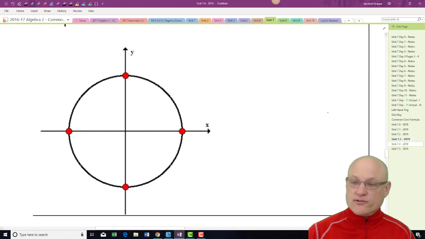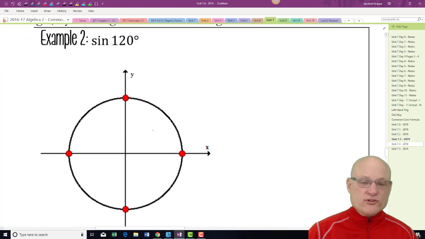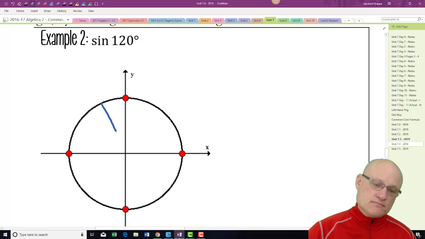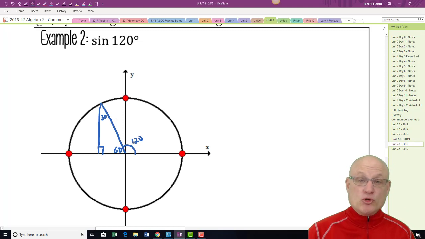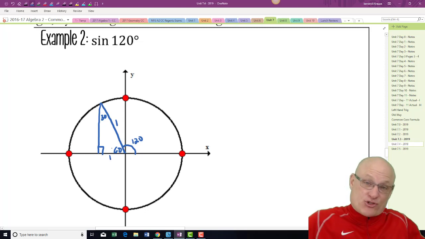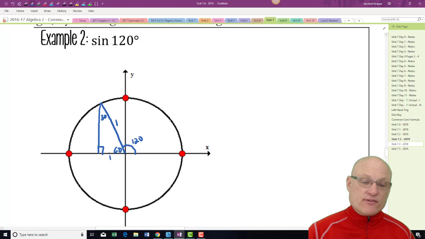What is this one? Can't see it. 120. So 120 is a little bit more than 90. Not quite halfway. So this is 120. That gives us a reference angle of 60 degrees. Now, 60 degrees. Let's see. That makes this 30. Now, my normal hypotenuse would be 2, but since I'm in the unit circle, it's going to be 1. Opposite the 30 is normally 1, but we're dilating it to shrink it to the unit circle, so we're going to divide by 2.